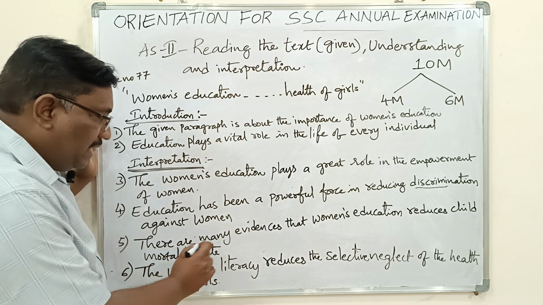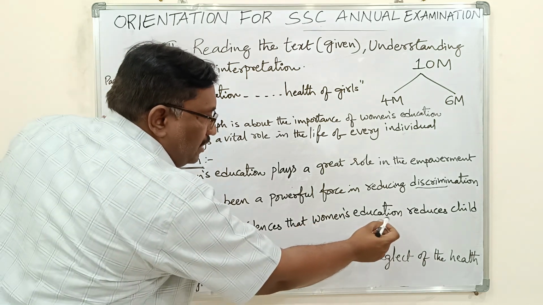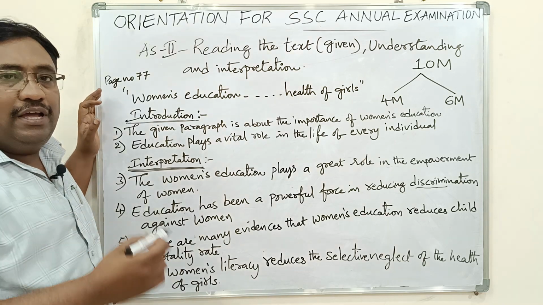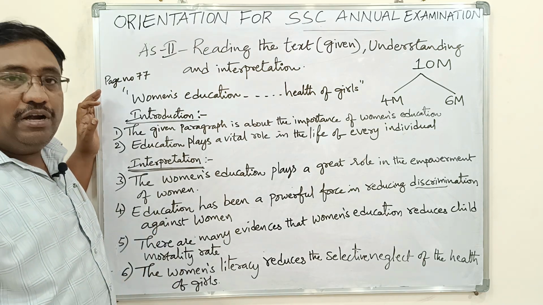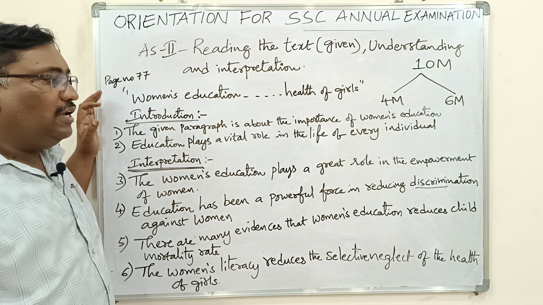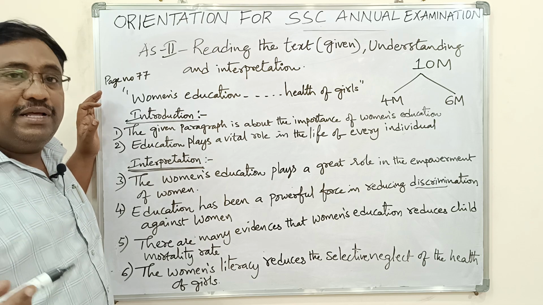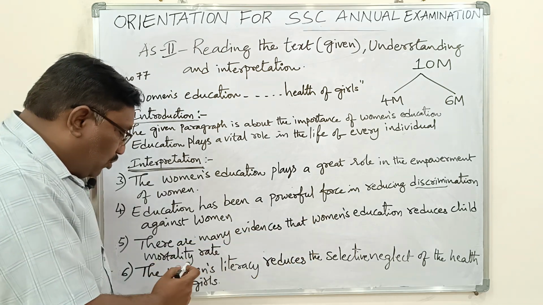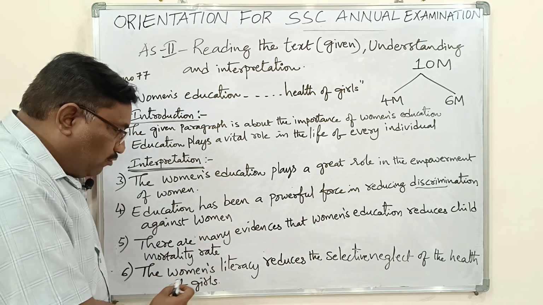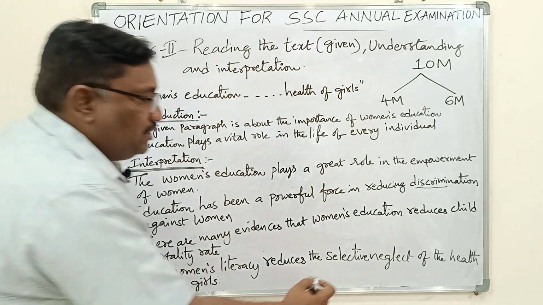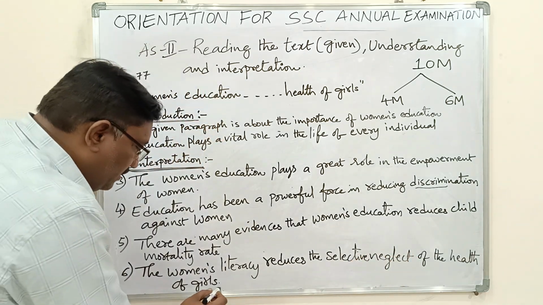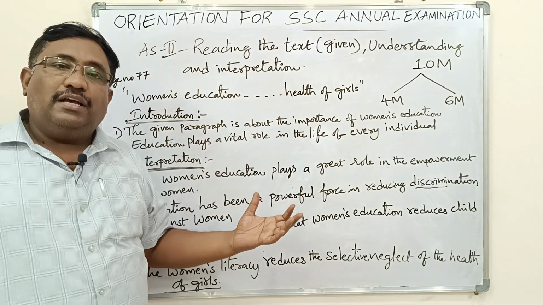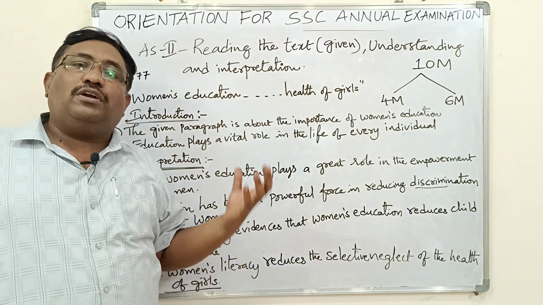And there is a lot of evidence that women's education reduces the child mortality rate. We come across this in the second lesson, that infant mortality rate or child mortality rate is high because many of the parents, especially mothers, are not educated. If they are educated, it reduces the child mortality rate. Coming to the 6th point, women's literacy reduces the selective neglect of the health of girls. In some families, uneducated parents, especially mothers, don't know what is nutritious food and what is not nutritious food.